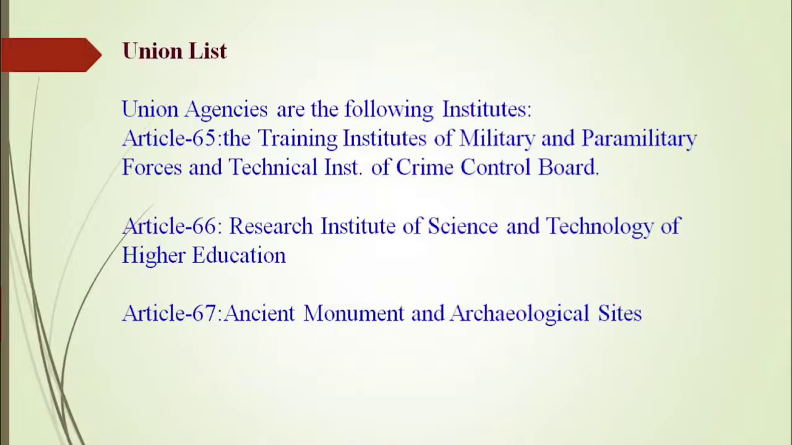Union list. Union agencies are the following institutes. Article 65: The training institutes of military and paramilitary forces and Technical Institute of Crime Control Board. Article 66: Research Institute of Science and Technology of Higher Education. Article 67: Ancient Monument and Archaeological Sites.